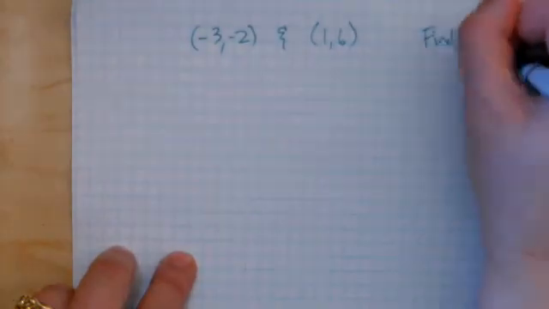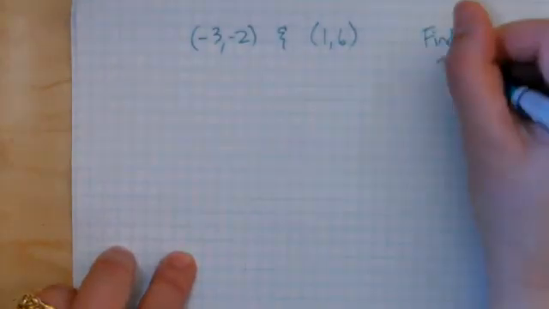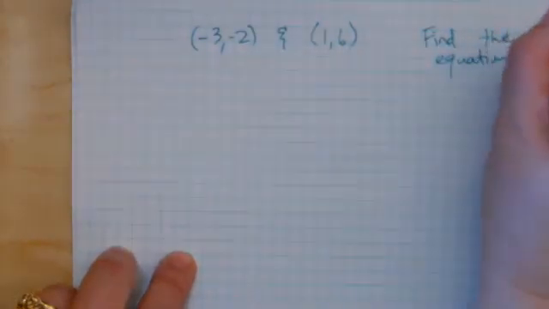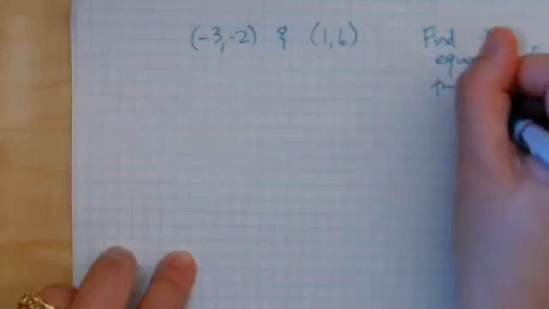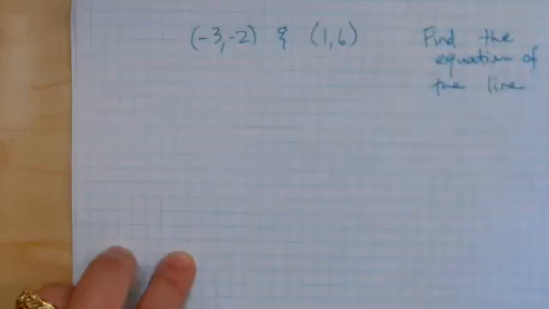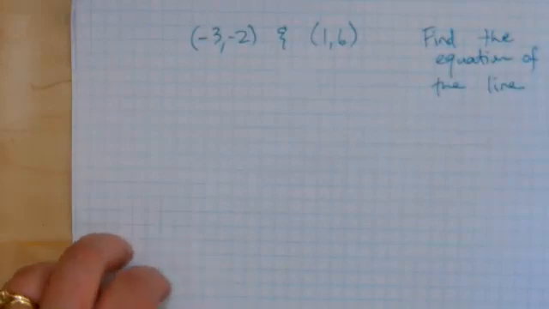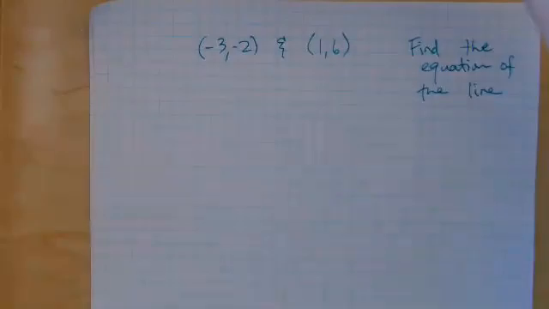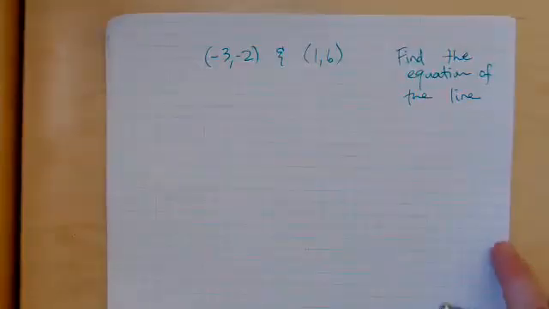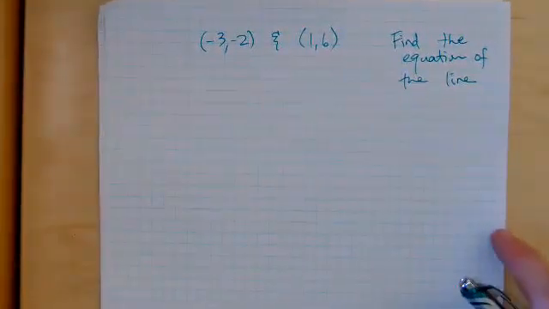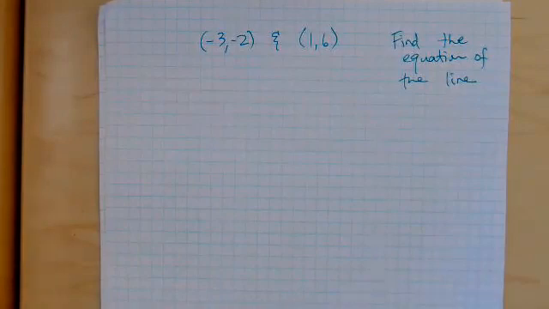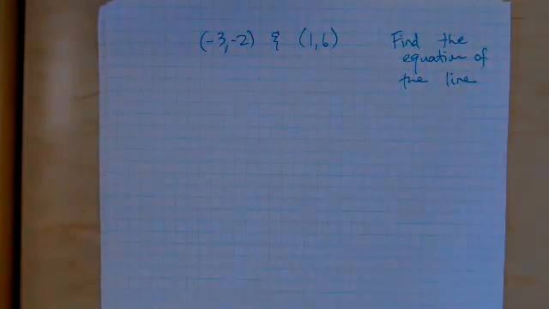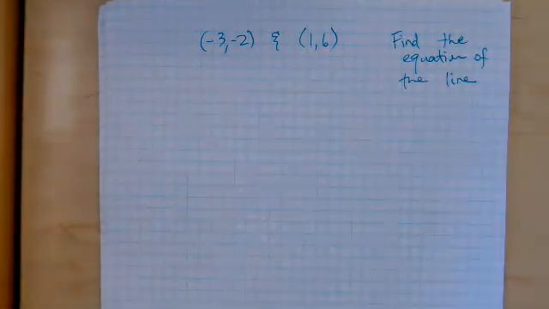Find the equation of the line that passes through those 2 points. And I'm realizing that's kind of blurry. Maybe if I zoom out a little bit, it'll get better. Adjust. Okay, hopefully that's okay. Is that better?